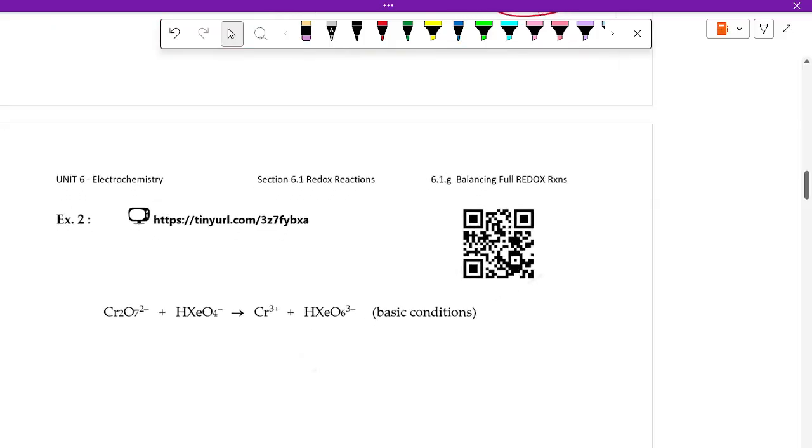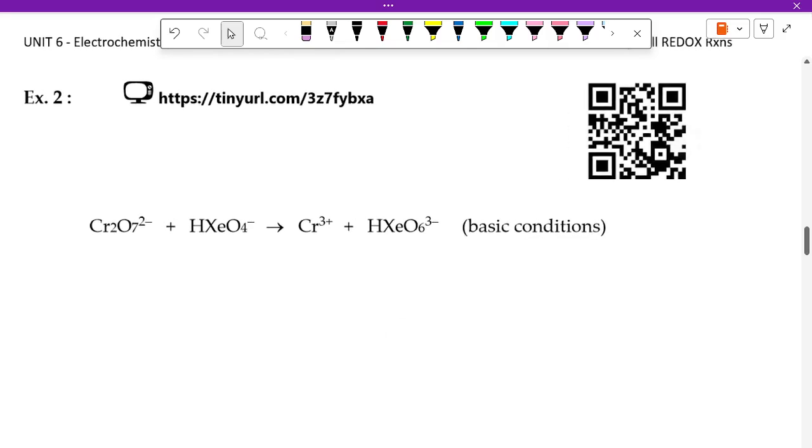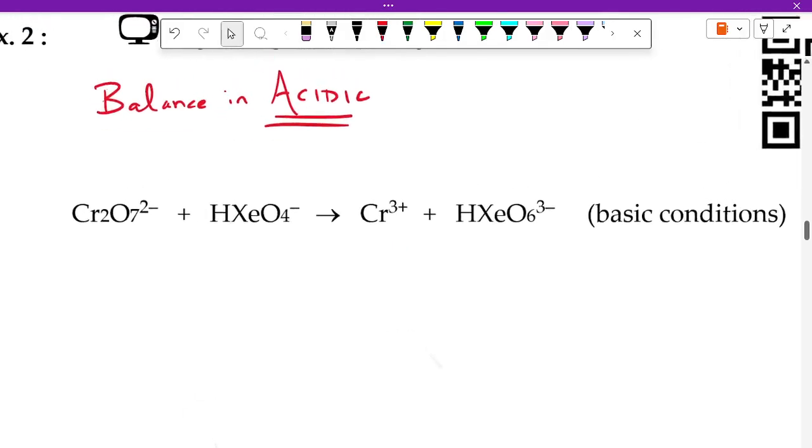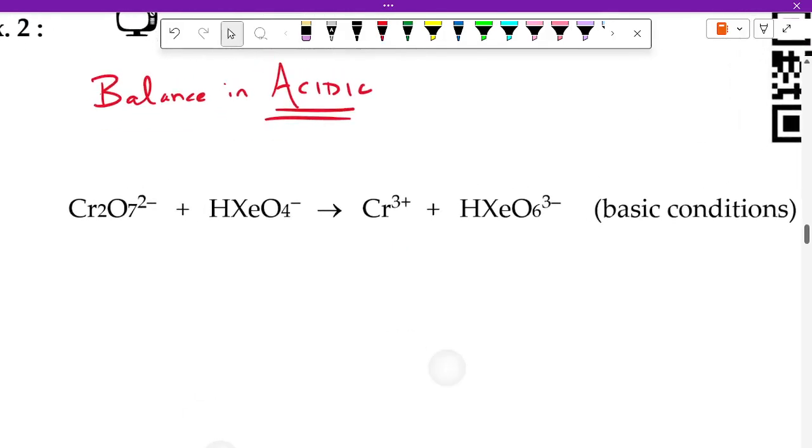How about you guys balance this one in acidic conditions? And then we'll put it into basic together. And I'll be doing it slowly up here. So if you're like, I don't know where to start, it's okay. I can walk you through it.